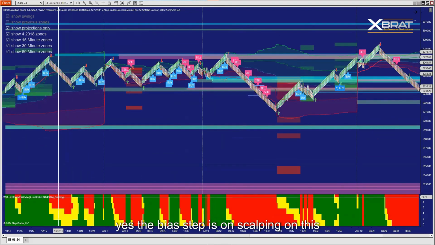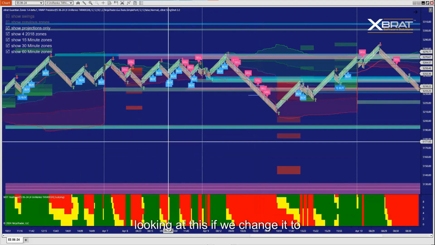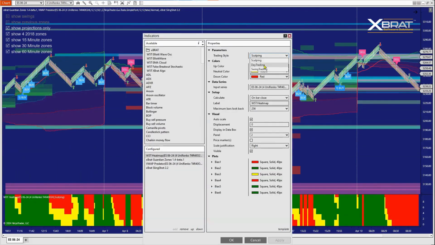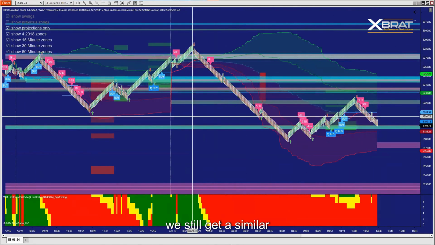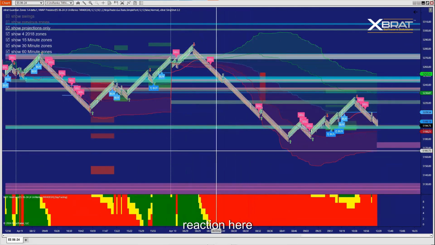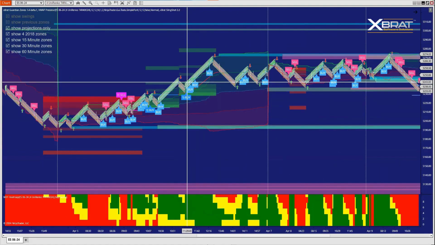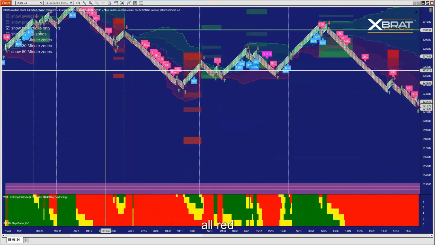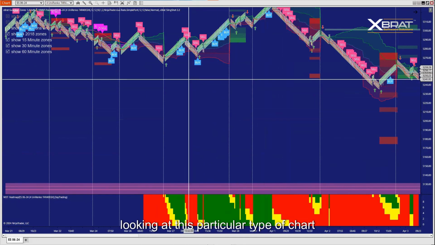Yes, the buyer step is on scalping on this particular one. I'm still looking at this. If we change it to day trading, it's not going to make a lot of difference with this particular chart type. We still get a similar reaction here. Red, all red. Doesn't make a lot of difference when we're looking at this particular type of chart.